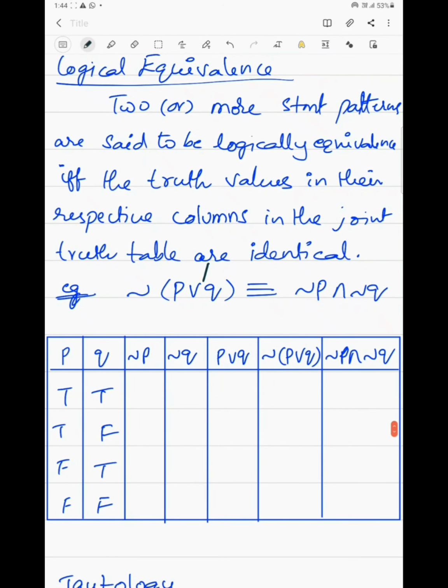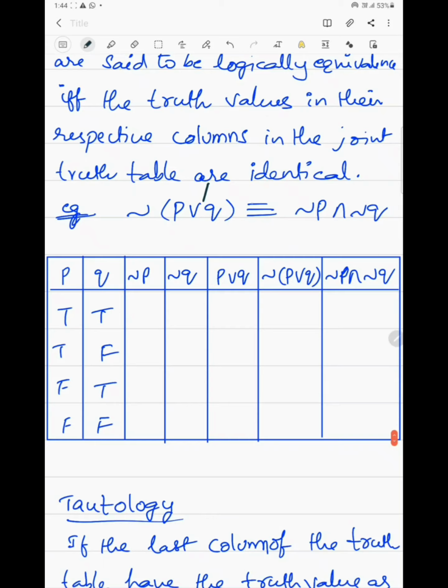Two or more statement patterns are said to be logically equivalent if and only if the truth values in their respective columns in the joint truth table are identical. So, logical equivalence we will learn through one example. This is the logical equivalence symbol. We will check now whether these two are logically equal or not.